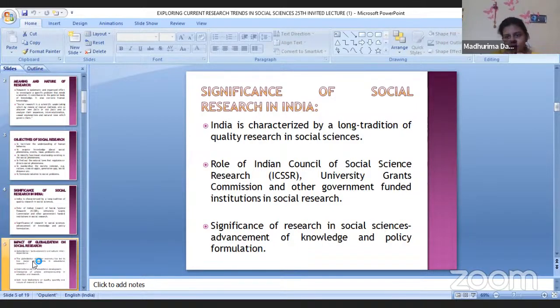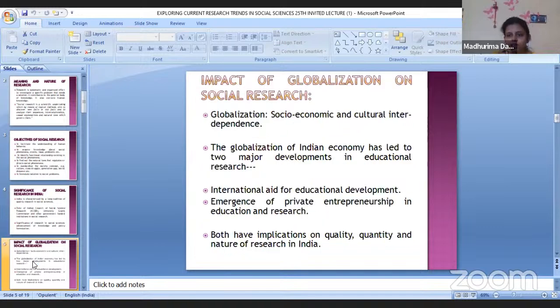Next, coming to the impact of globalization on social research. Now, out of all the factors, there might be a question like, out of industrialization, modernization, urbanization, globalization, why did I choose globalization? Because I know that with the onset of the industrial revolution, machines came into existence, industries flourished, and with the industrial revolution, industrialization came into existence.